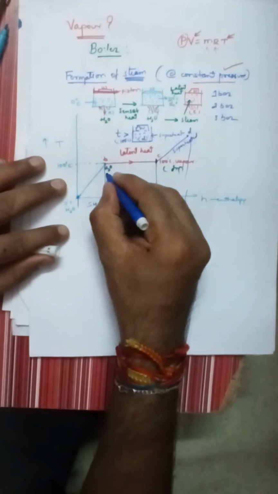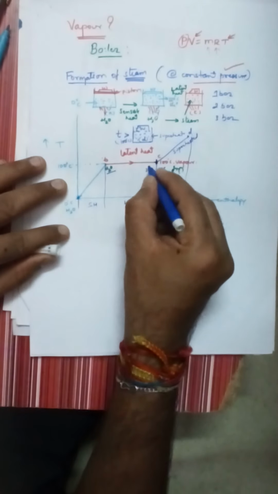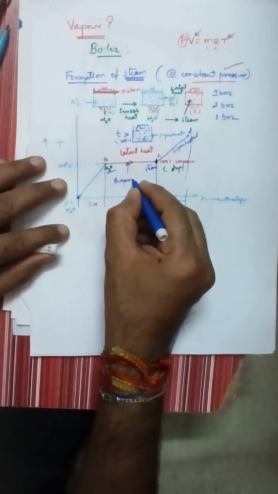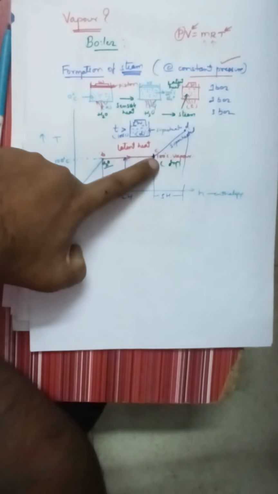So latent heat is nothing but evaporation. Here there is a change of phase from water to steam, so this is also called evaporation. What is the definition of evaporation? It is a process in which the water is converted into steam at constant temperature, that is 100 degrees Celsius. Here is also 100, here is also 100. That is called boiling of water.